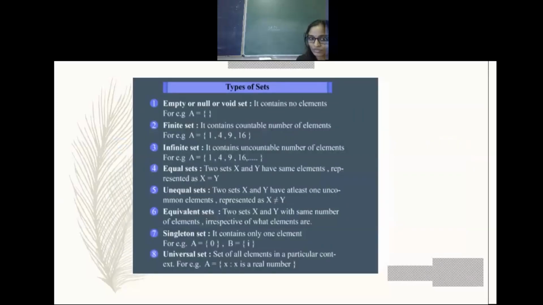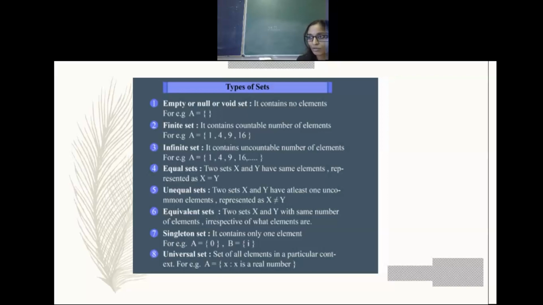There are other types of set. We have already discussed the first four. The fifth one says unequal sets. If there are two sets x and y with at least one uncommon element, even if one element is not there in the other, then such sets can be called as unequal sets.